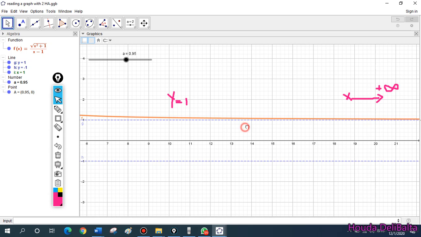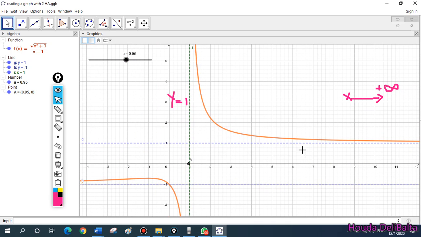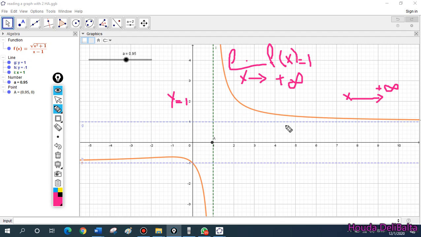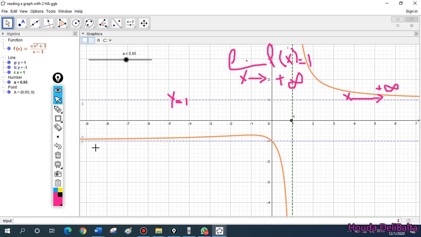Analytically, the meaning of the horizontal asymptote is the limit as x tends to plus infinity of the function. So the limit as x tends to plus infinity of f of x, we can deduce using the curve here, is exactly equal to 1. Now let's talk about its limit at minus infinity.